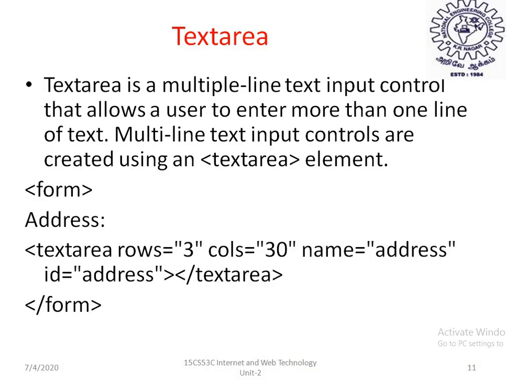So here, for the textarea, rows is equal to... you have to specify the attribute rows as well as columns, and you have to give name equal to address and id equal to address, and you have to close the tag textarea.